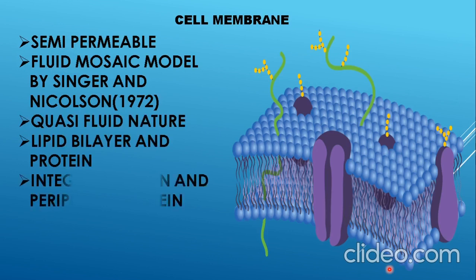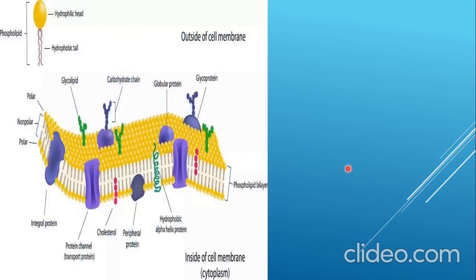Lipid bilayer with protein. The proteins can be of two types: integral protein and peripheral protein. Integral is when it is present throughout, and wherever protein is present, you will find absence of the lipid layer. That means there is a break in the lipid layers. Then here we have the same structure. This is the bilipid layer.